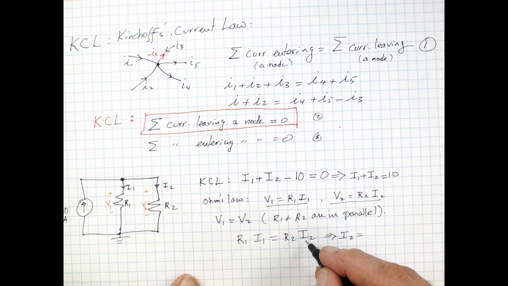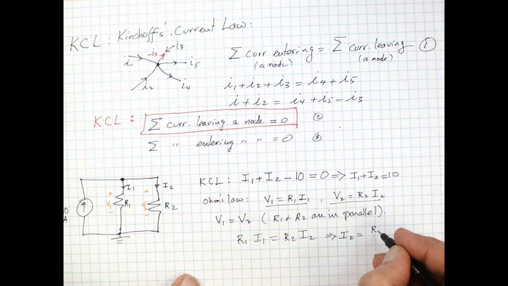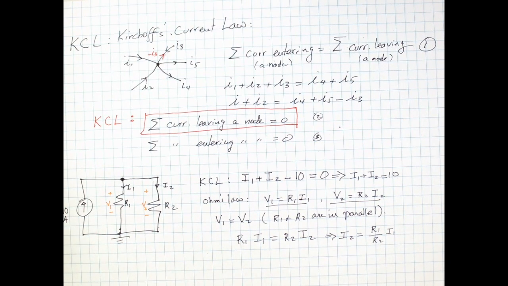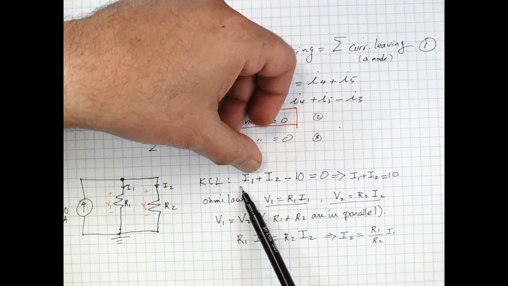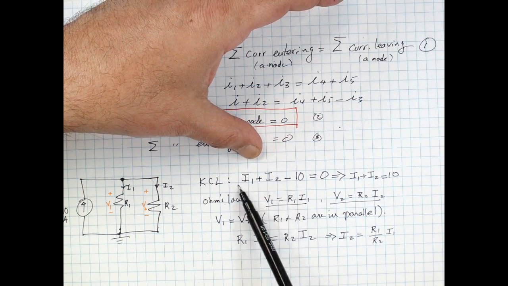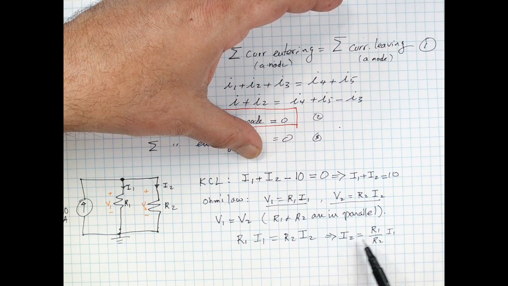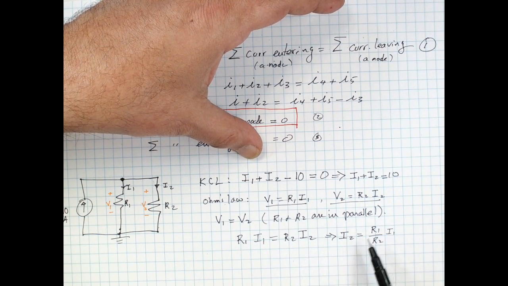So R2 is equal to R1 I1 over R2. So the currents are actually proportional to each other. Now, let's go back to the KCL, and we actually now have a relationship between I1 and I2. We have another relationship between I1 and I2 here.